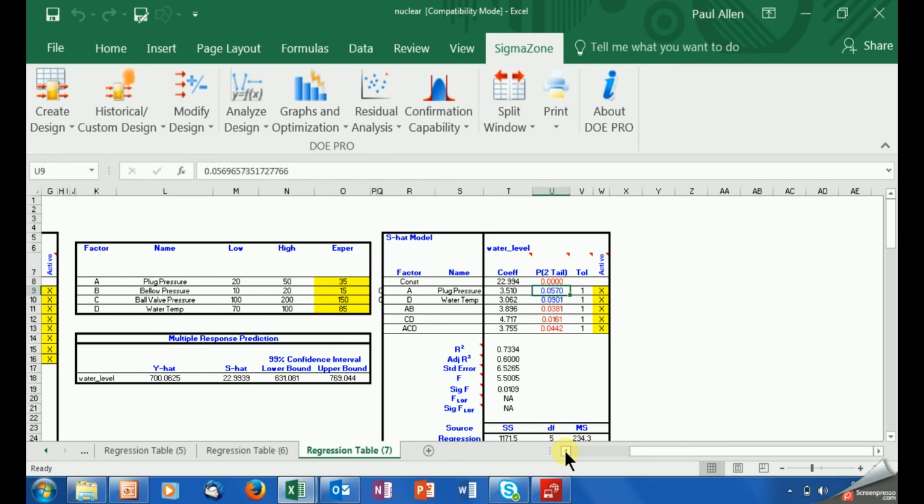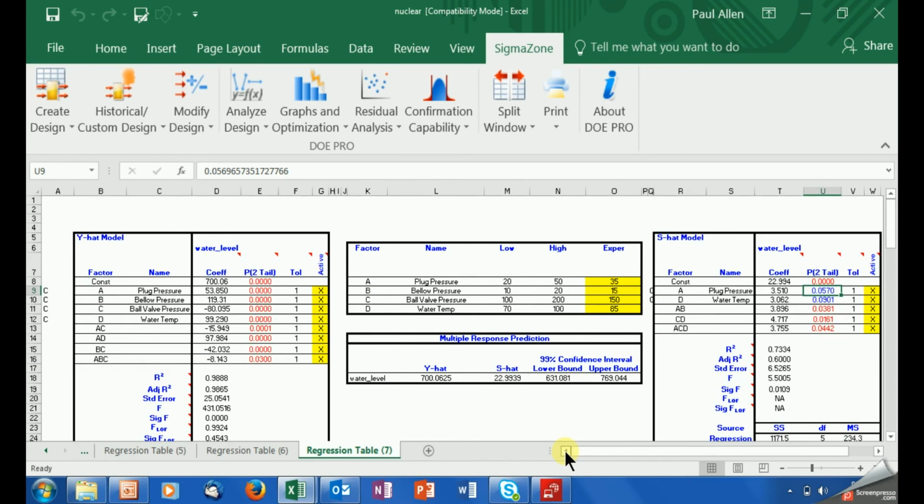So now I've got a good S model, I've got a good Y-hat model, and the values in the yellow fields here are attached to those two models. And currently we are set at 35, 15, 150 and 85. And if we do that, we will land on a result of 700 millimeters with a standard deviation of 22.99. That's our current prediction.